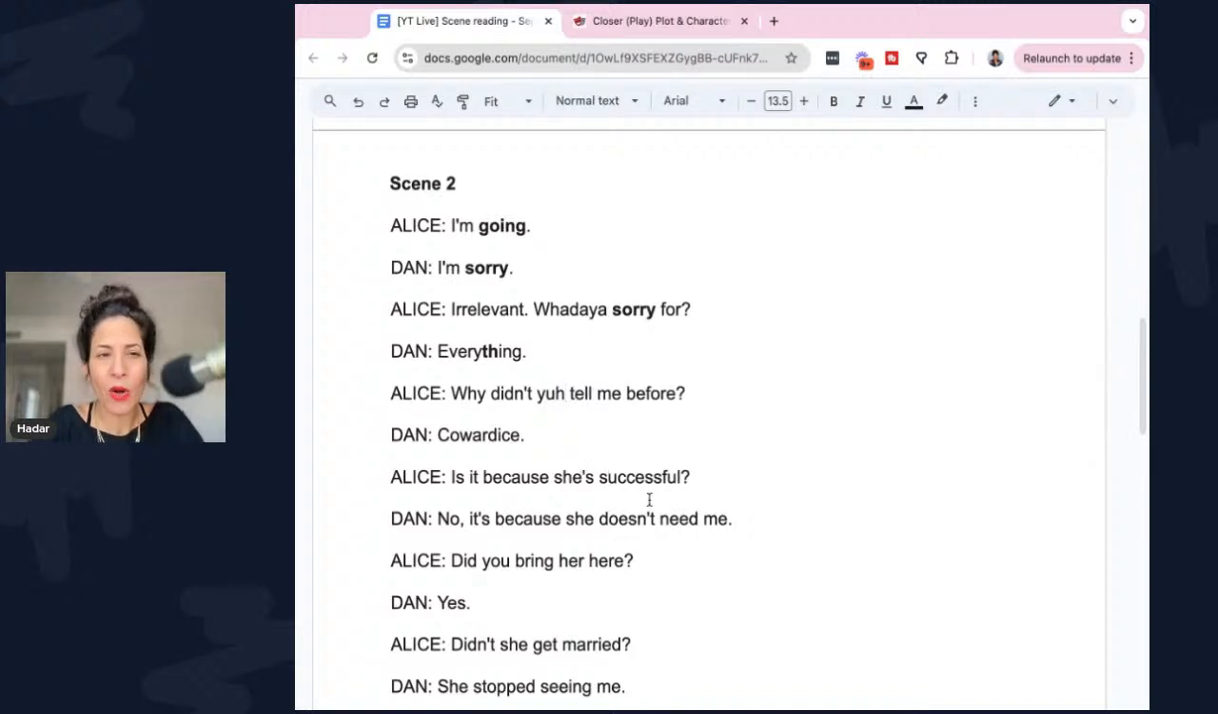And look at how changing the stress impacts the meaning. Why didn't you tell me before? Okay. If I were to stress tell, it might imply that he hasn't told her at all. So maybe that would not be a good fit as well. Why didn't you tell me before? Okay, because he did tell her. Now, he just didn't tell her before.